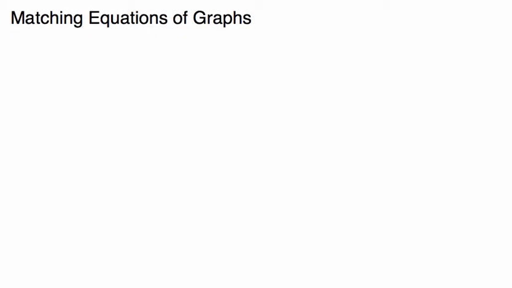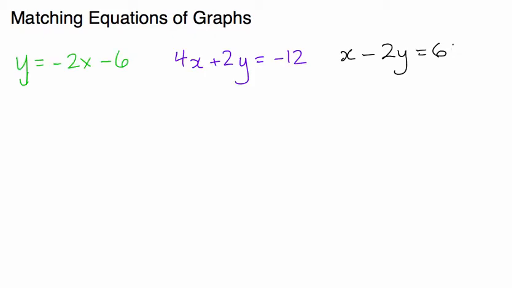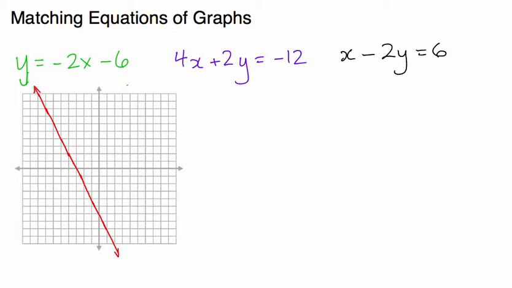Okay, let's take a look at matching equations of graphs. So let's start with three different equations, and I'll draw those in different colors. And here's a graph. So how do we figure out if any of these equations match up with the graph that's drawn in red on that Cartesian plane? Well, the easiest method is to do this.